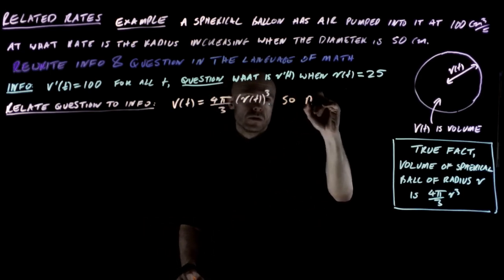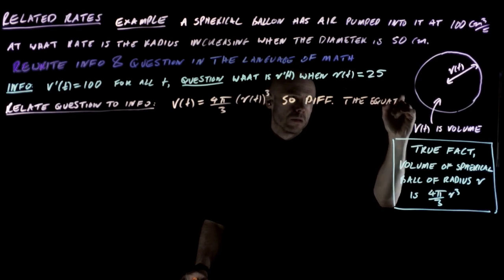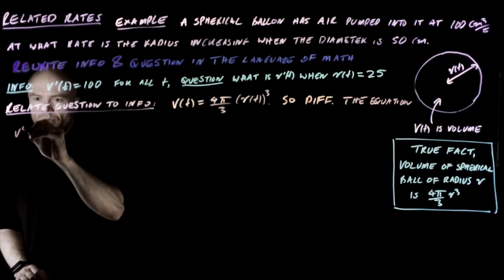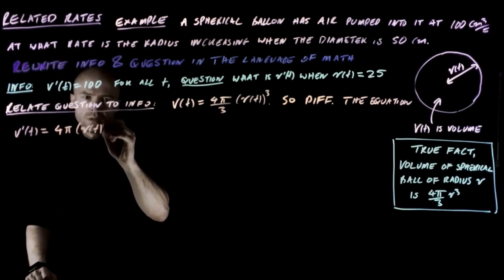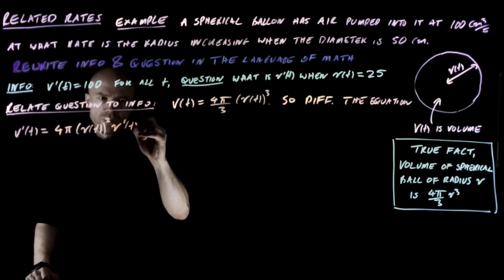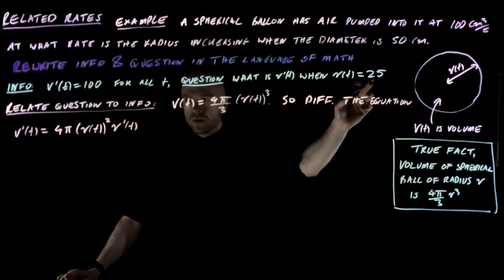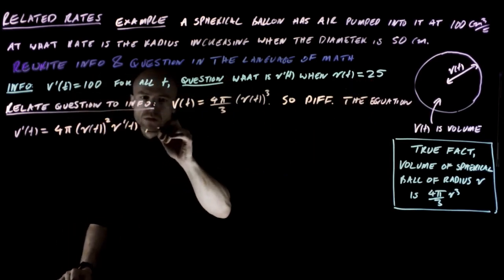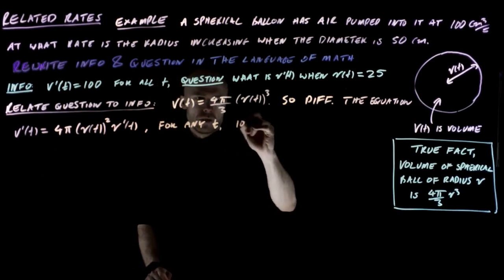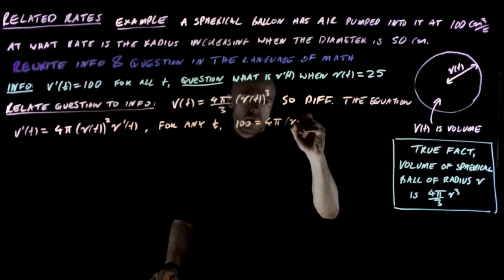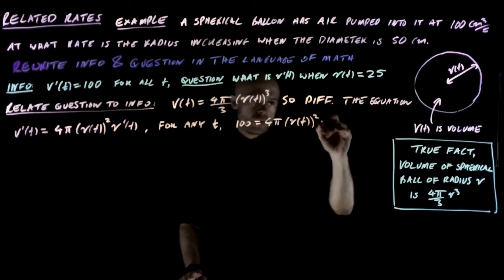So, differentiating the equation. What happens when we do that? We get v prime of t is equal to 4 pi r of t squared r prime of t, just applying the chain rule. Cool. Now, we are interested in the moment in time when r of t is 25. But we know v prime is always equal to 100, so for any t, while the balloon is not exploded, you can just put in 100 here. We have 100 equals 4 pi r of t squared times r prime of t.